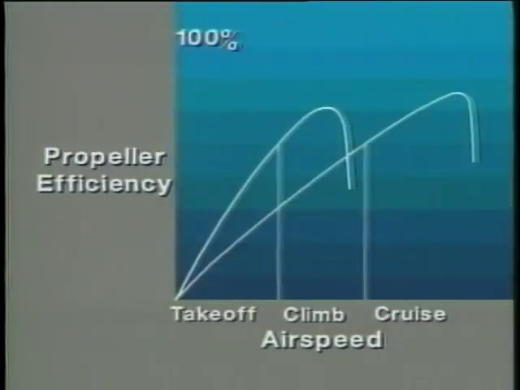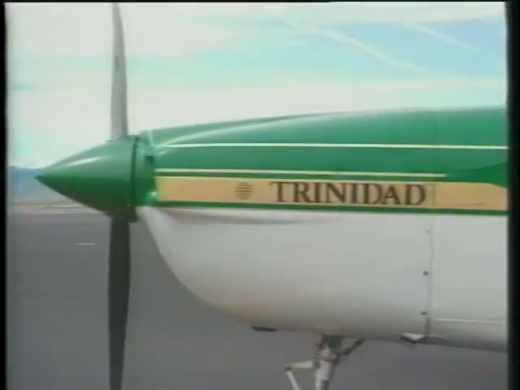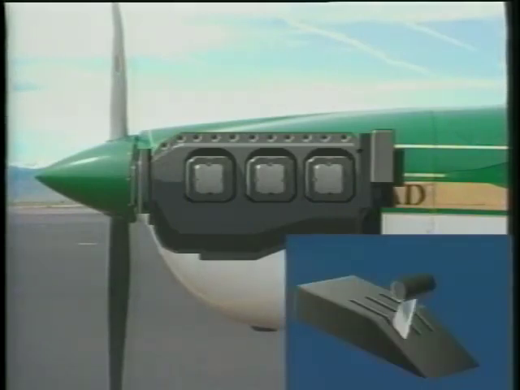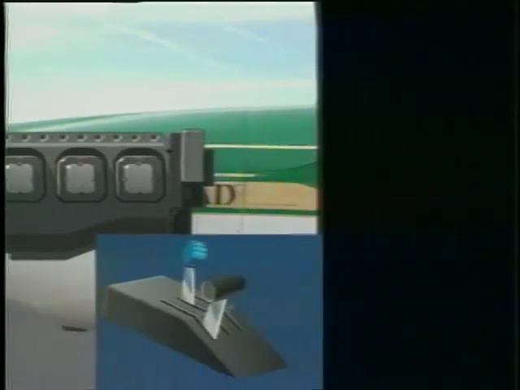On aircraft equipped with constant speed propellers, the propeller can be adjusted to maintain the optimum pitch angle. Thus, constant speed propellers can maintain a high level of efficiency over a wide range of airspeeds. Before we get into the operational considerations of constant speed propellers, let's briefly examine the components of a typical system. These include the throttle, the propeller, or prop control, the governor, and the propeller itself.